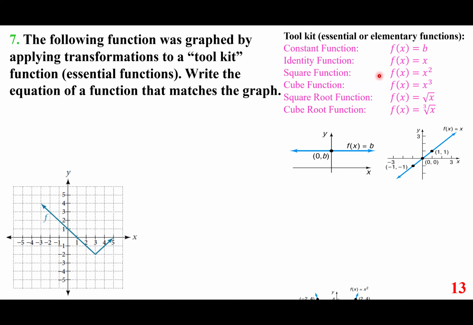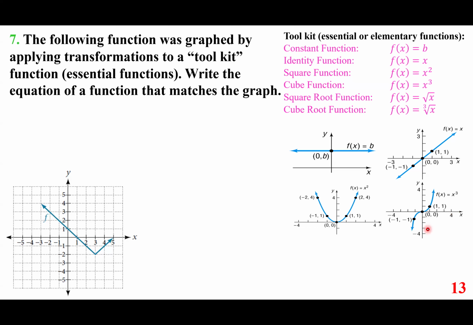Square function, f of x equals x squared. It's a parabola everybody is familiar with. Cube function, f of x equals x cubed, looks like that. Domain is all real numbers, range is all real numbers, goes through 0, 0. Square root function, y equals square root of x, looks like that. Domain and range are both from 0 to infinity. And finally, the cube root function, y or f of x equals cube root of x, looks similar to y equals x cubed, but it's a lot slower. Again, domain is all real numbers, range is all real numbers. So when you know the graph, it really helps.